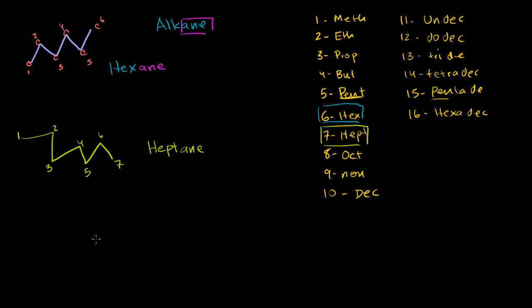Now, if things form a ring, I should say, we put the prefix cyclo in front of it. So let me show you what I'm talking about. If I just have 5 carbons, 1, 2, 3, 4.